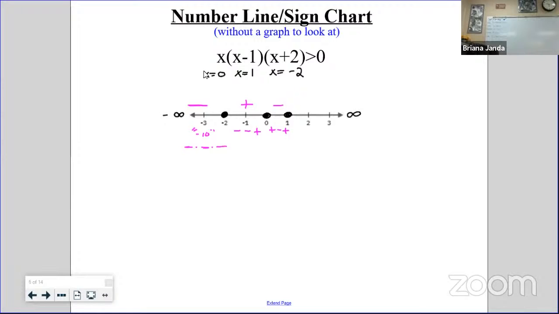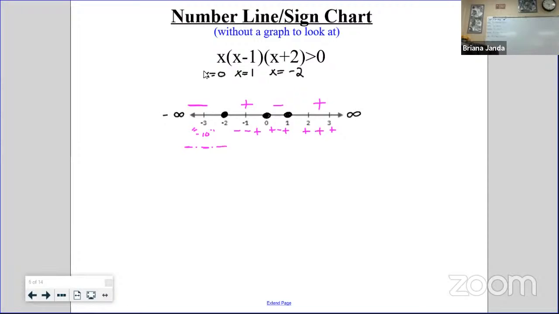And then something bigger than what? Like 10. I could pick a really big number, okay? When we get to the end, so I'm going to pick like 10. If I put 10 in here, it's a positive number. 10 minus 1 is a positive number. 10 plus 2 is a positive number. And if everything I'm multiplying together is a positive number, it's positive. Questions on that?